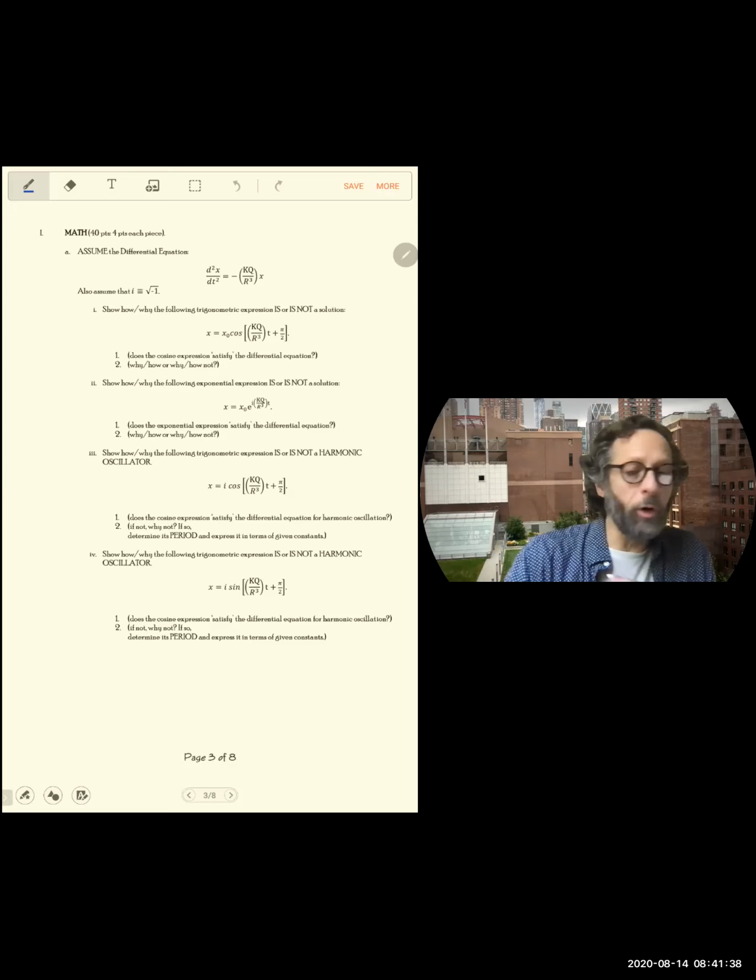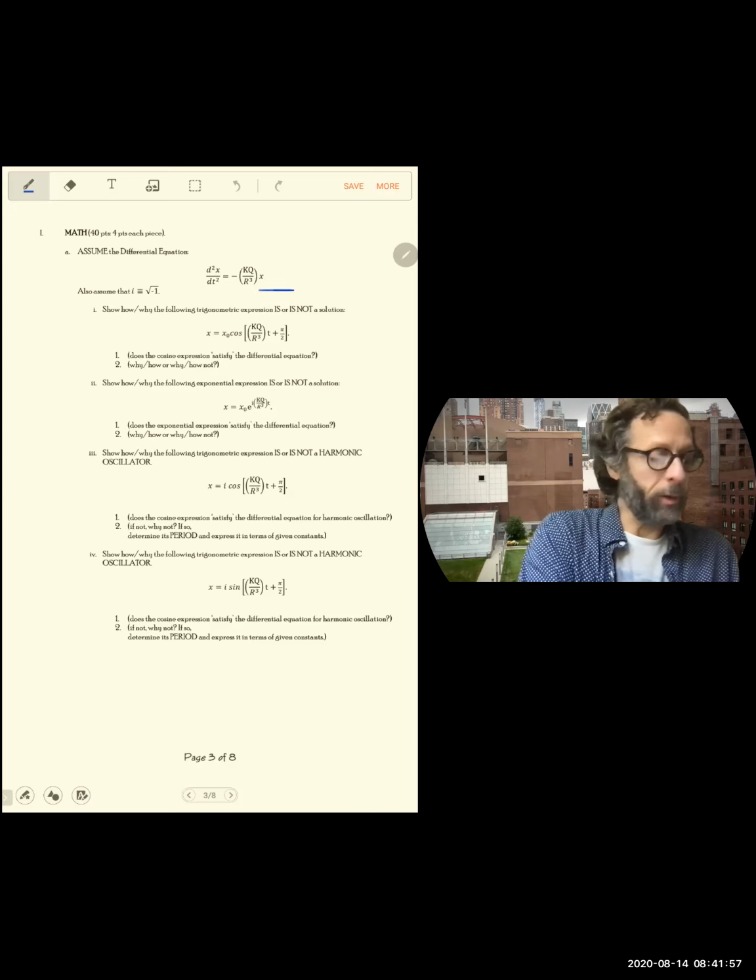And most people did the right kind of work, which is differentiate that expression twice and see if, when you take its second derivative, the second derivative is indeed a certain constant times itself. What threw a lot of people is that they knew it would be if that constant up there in the original differential equation had been squared, right?